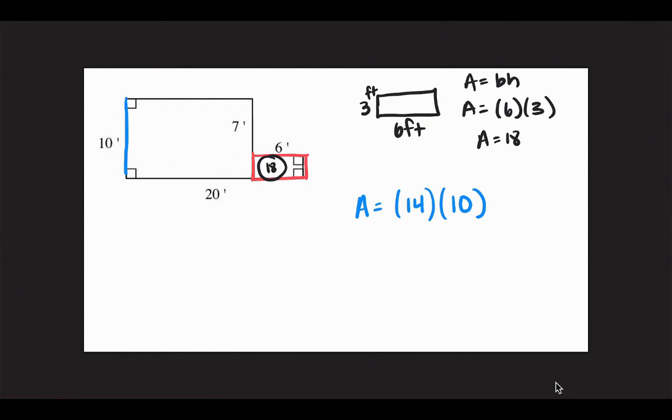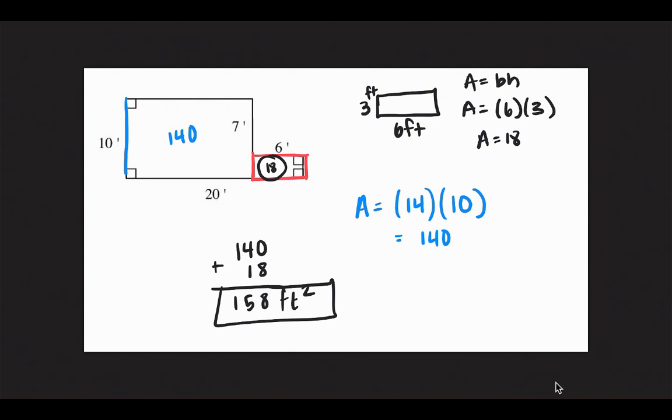Okay. Then we're going to go ahead and just multiply. So we have 140 here. And we're not done yet, because what we need to do is we need to add both of these areas together. Okay. 0 and 8 is 8. 4 and 1 is 5. And then 1 and 0 is 1. 158. And we're going to put feet squared. Make sure we keep our units with it.